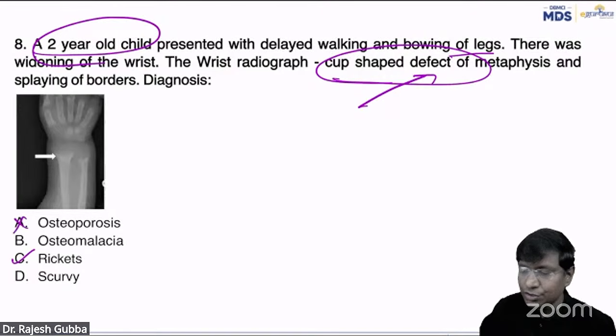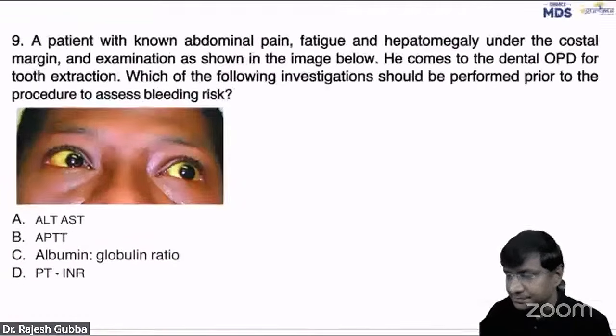It is not your osteoporosis, because in osteoporosis you will have decreased bone density, but there is no metaphyseal cupping. And it is not your osteomalacia, because osteomalacia is the adult counterpart of rickets. But here what is given is a 2-year-old child. And it is not your scurvy, right? Scurvy shows the white line of Frankel or pelican spurs, but you don't have cupping in case of scurvy. So that is the reason why the answer is not scurvy. The answer is rickets. Done. Moving on to the next question.